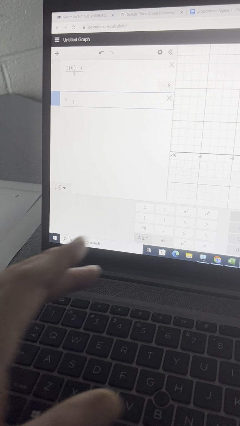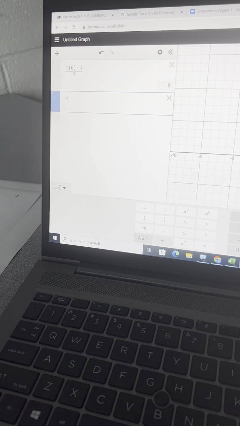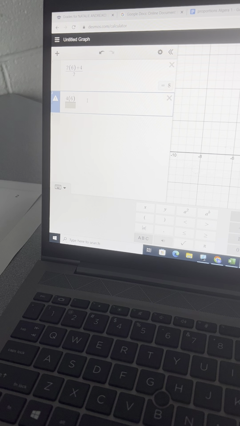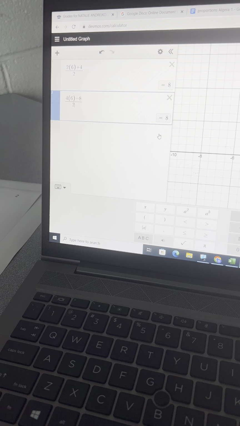4, divide, and then go back up. Why am I going to division? Because this way you get the long bar. 6, close that, minus 8 over 2. See that? They both gave me 8. That means they equal each other. And if you could do this in your head, that's fine too. But I'm just using Desmos to show you how it's done, since you are required to use it in the state of Virginia.